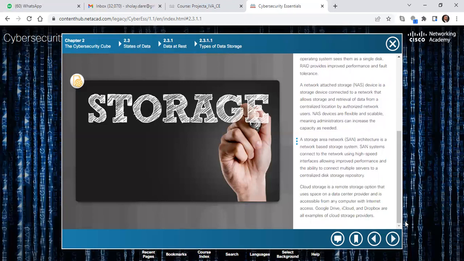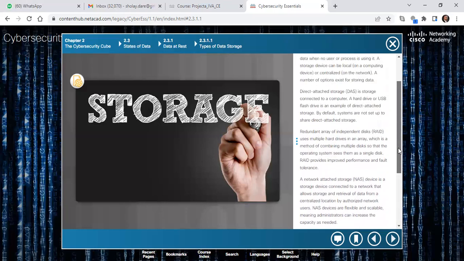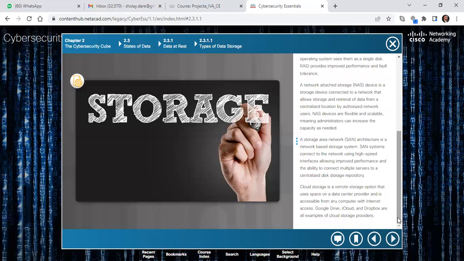So a storage area network architecture, a network-based storage system, is called SAN. SAN systems connect to the network using a high-speed interface, allowing improved performance and the ability to connect multiple servers to a centralized disk storage repository. So now we've talked about the SAN, the NAS, the RAID, and the DAS. Now, the one that everybody knows when you talk about cloud this, cloud that, is the cloud storage.